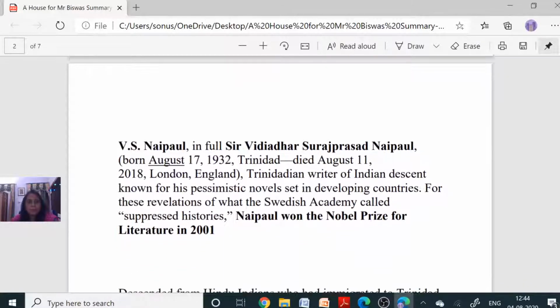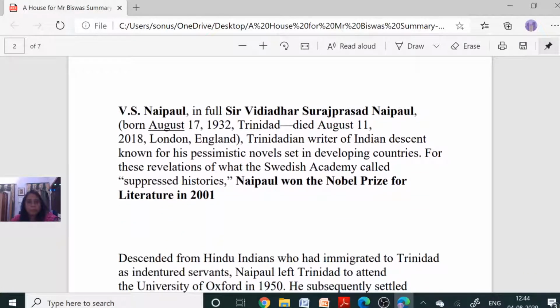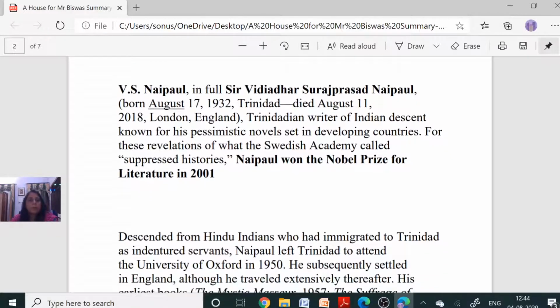I've highlighted the areas that are important for you to remember for examination purposes. V.S. Naipaul, his full name is Sir Vidyadhar Suraj Prasad Naipaul, born on 17th August, 1932, and he's from Trinidad. He died on August 11th, 2018 in London, England. He's of Indian descent, and he's very much known for his pessimistic novels set in developing countries. He also won the Nobel Prize for Literature in 2001.